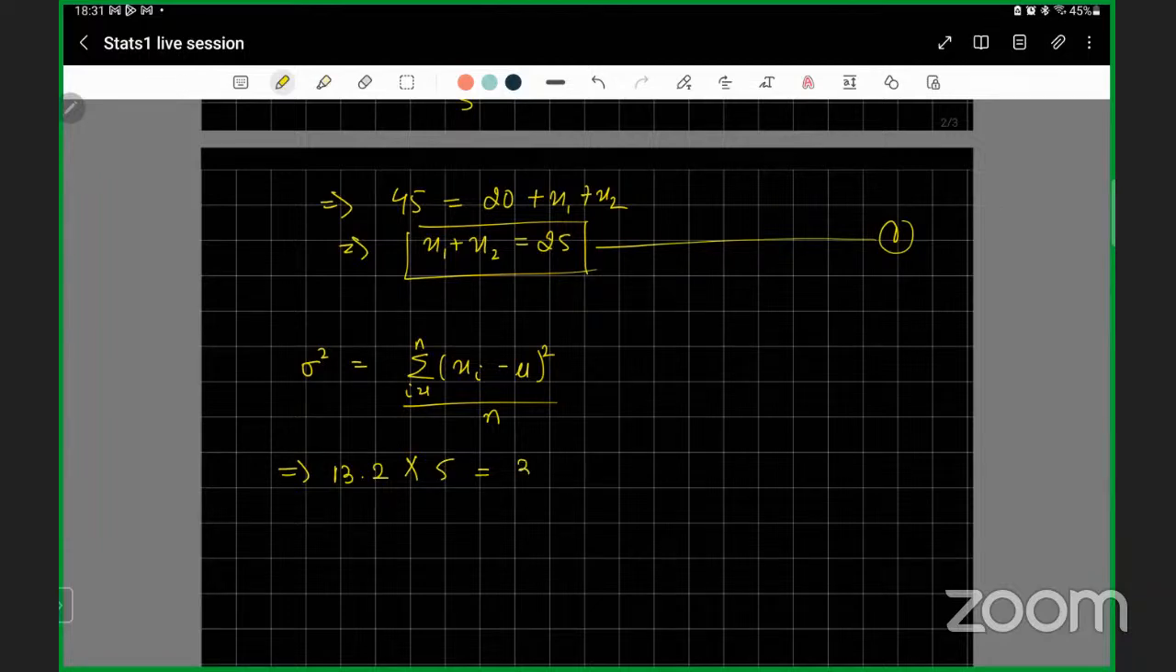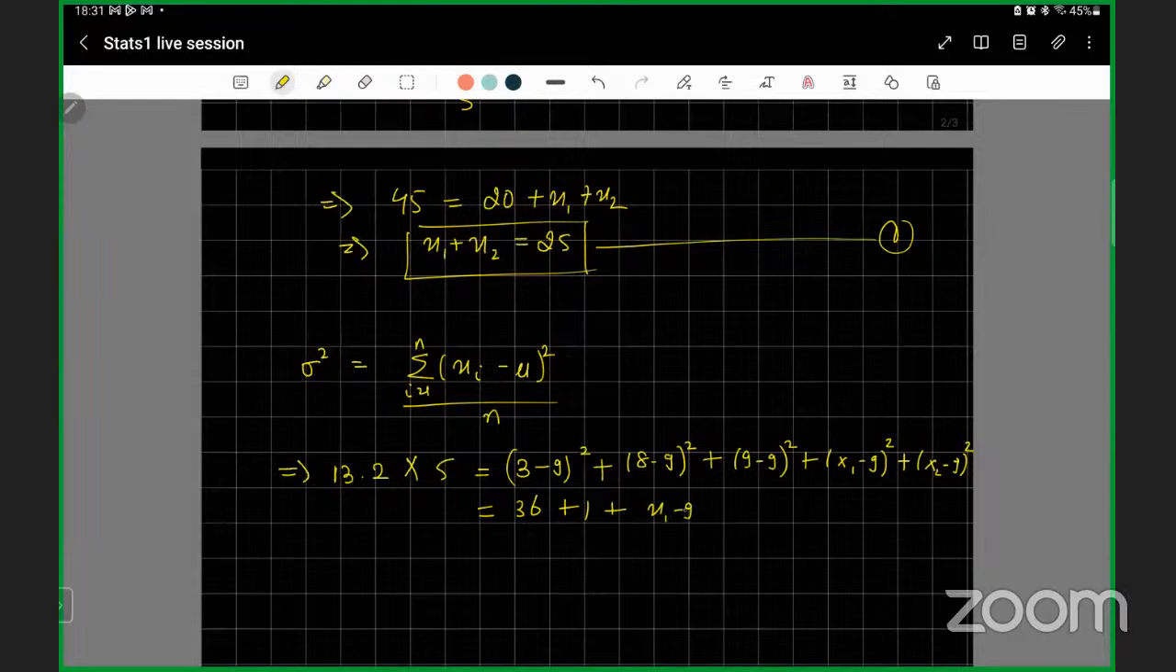And then the data points are 3, 8, 9, x1, x2. So it will be 3 minus 9 whole square plus 8 minus 9 whole square plus 9 minus 9 whole square plus x1 minus 9 whole square plus x2 minus 9 whole square, right? So this is 6 squared, this is 36, this is 1, this comes out to be 0, plus x1 minus 9 whole square plus x2 minus 9 whole square.